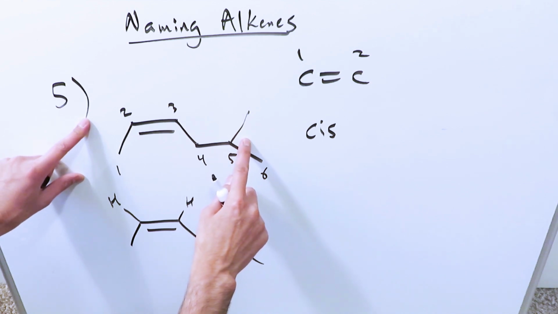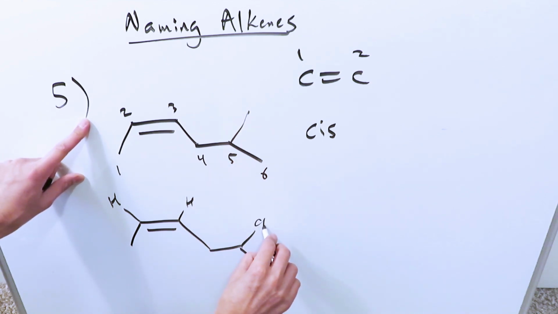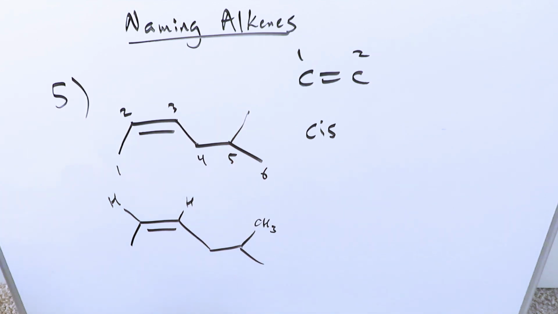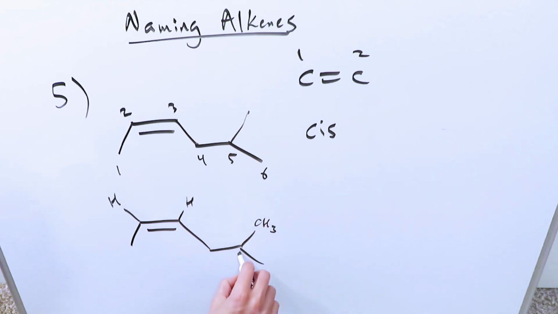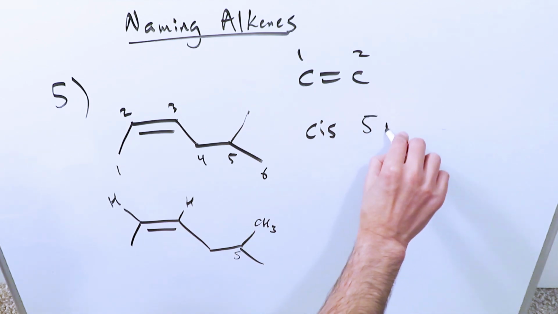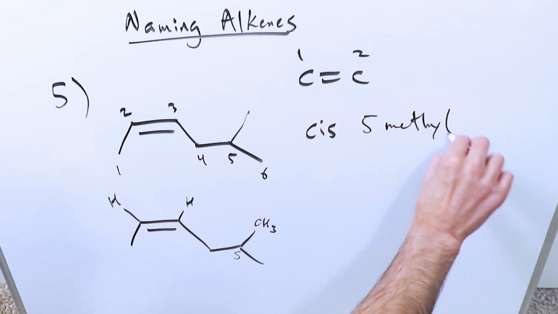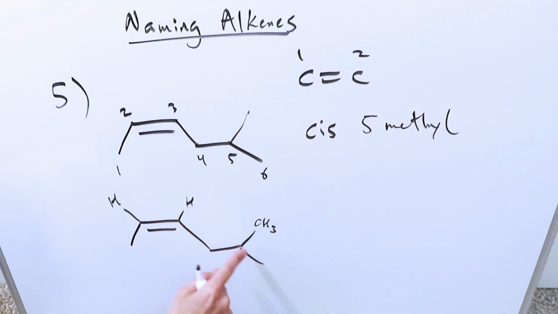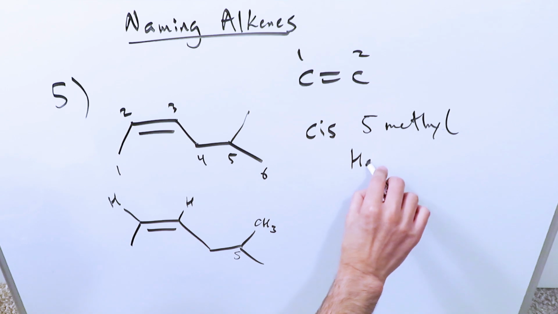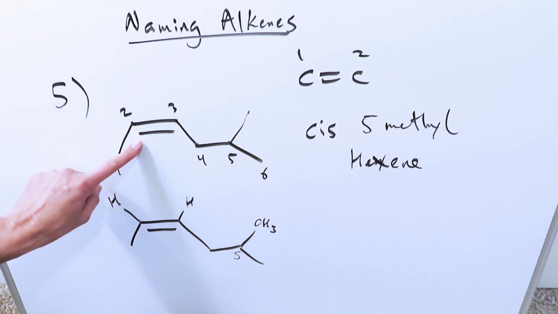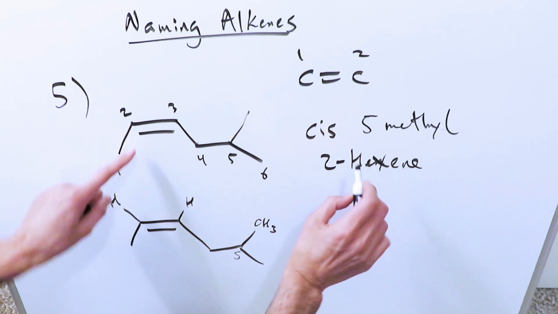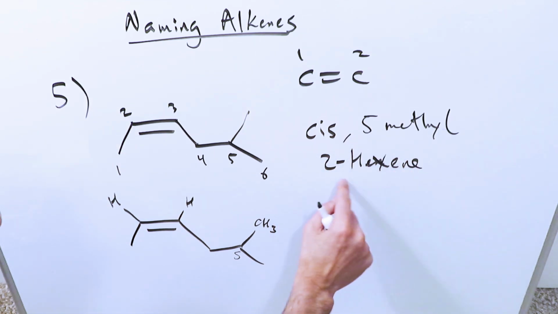Don't forget over here, there's an attachment which is a methyl group, CH3, attached to carbon 5. So we're looking over here at cis, and then we'll say this is on carbon number 5 right here. 5 methyl. 1, 2, 3, 4, 5, 6. And we'll say hexene. But we're not done yet because we have to identify the hexene carbon. We'll say 2 hexene. Cis, 5 methyl, 2 hexene.